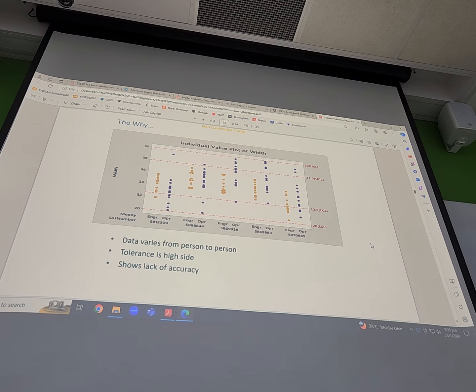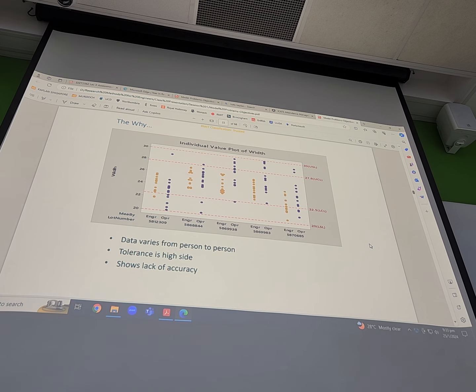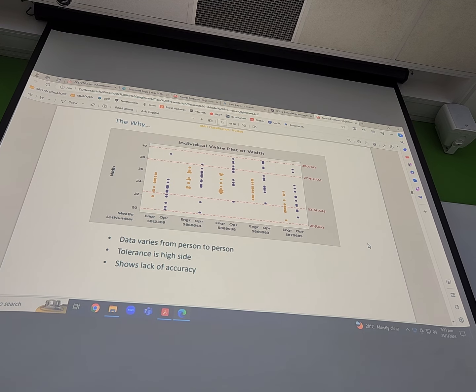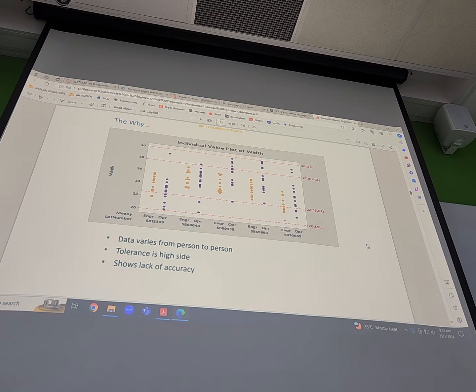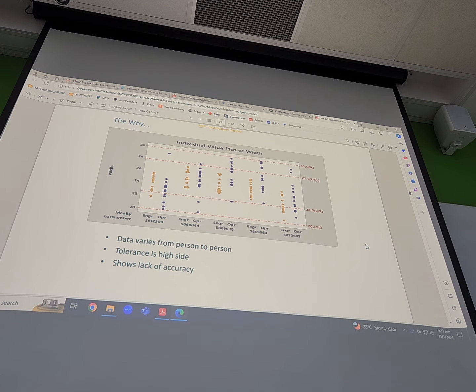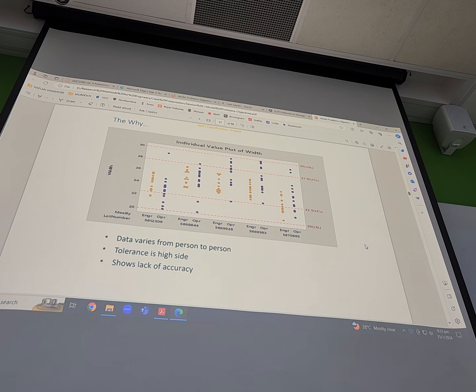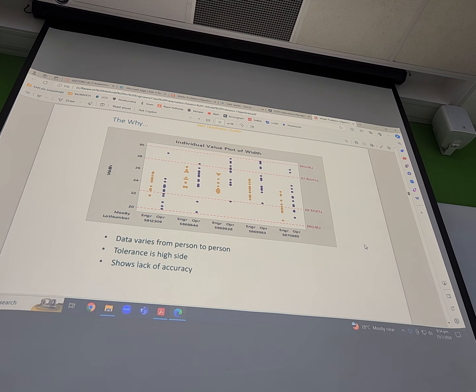It was explained why there is a requirement for automation. It varies from person to person. This is the data collected by different operators, so you can see there is no consistency. Now, this is all background analysis, why there is a need for auto measurement. So you are going to support it by showing all this data as evidence.